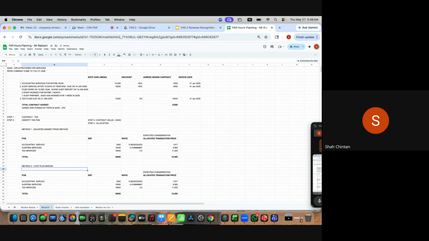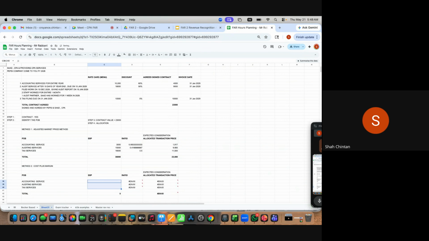Suppose you are the only CPA in the entire New York market, with nobody else there. So you are not able to understand what the market price is. In that case, the accounting standard says that if you can't get a market price, then go for your cost plus margin approach.